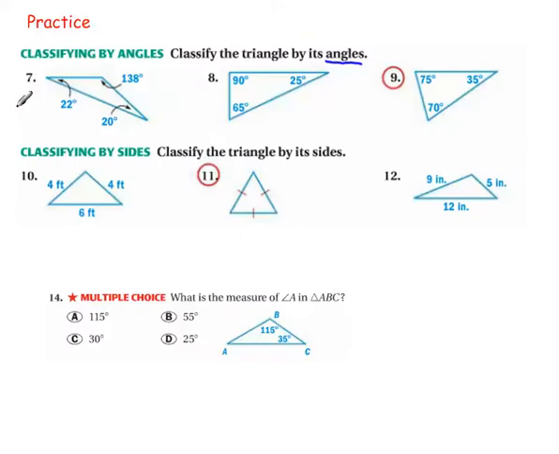All right, let's do a little bit of practice here. I want you to take some time. Don't worry about the numbers starting at different numbers. I want you to see if you can classify these triangles by their angles, and then classify these by their sides, and then see if you can figure out the remaining angle here, the measurement of angle A. So push pause, take some time, and come back for the answers.